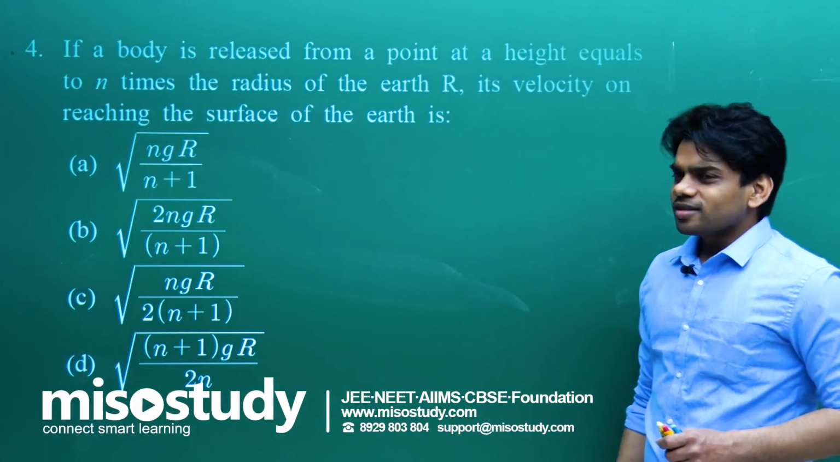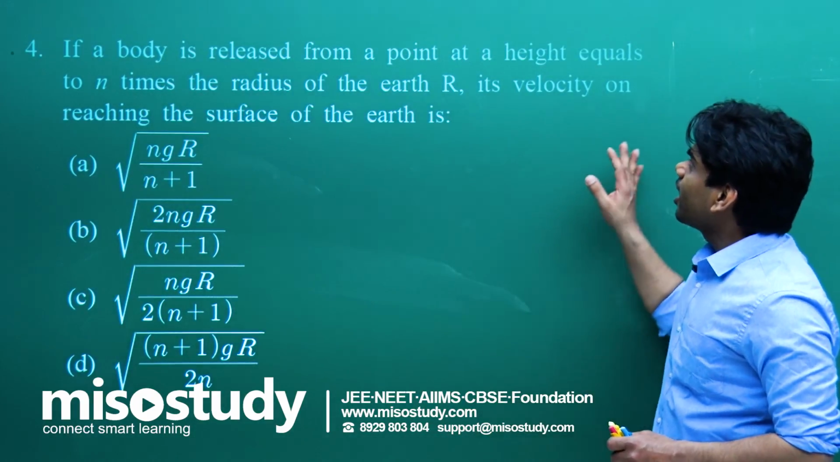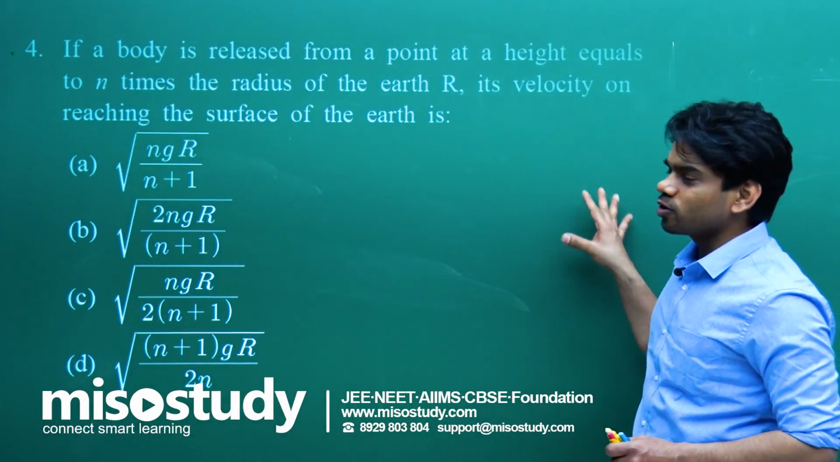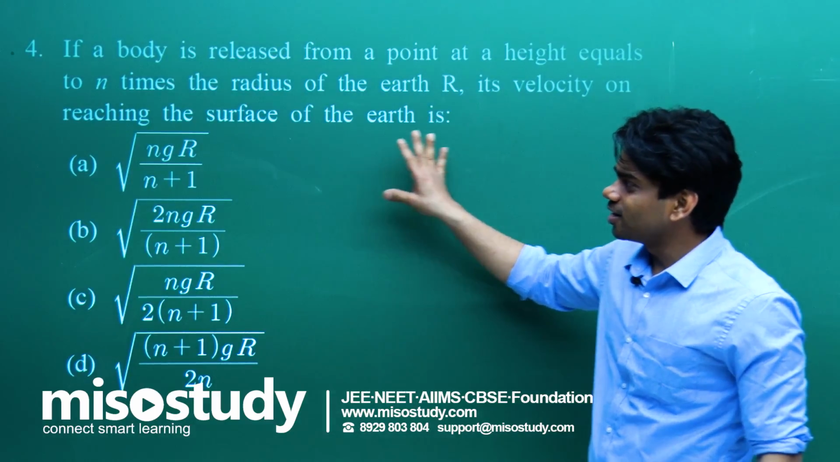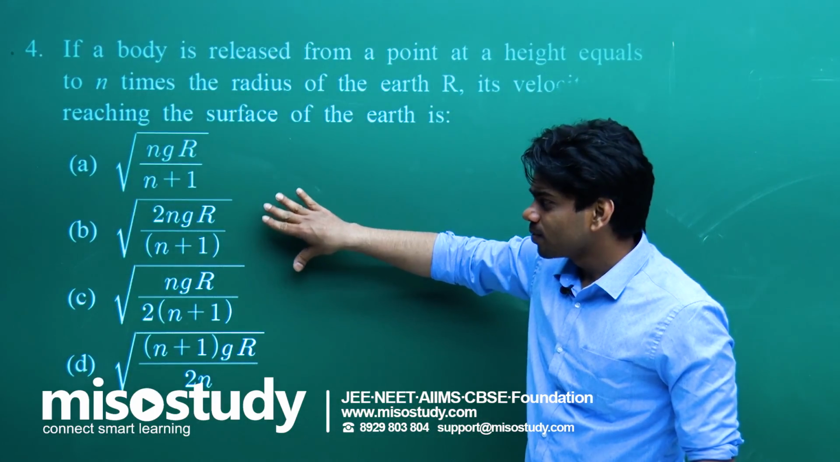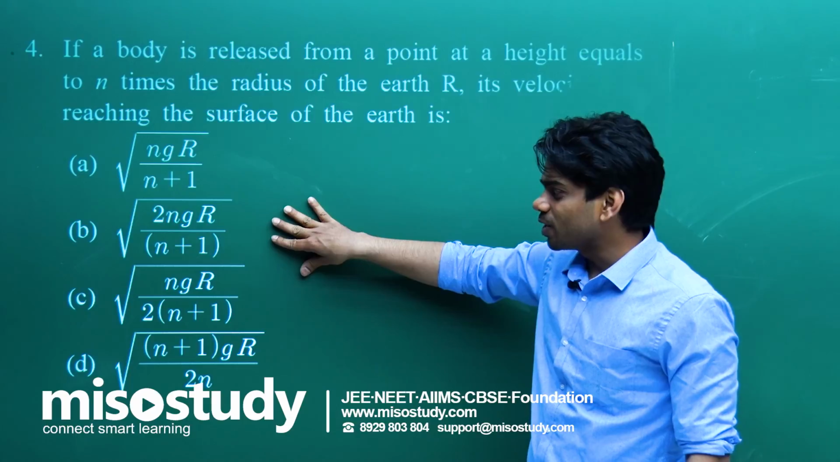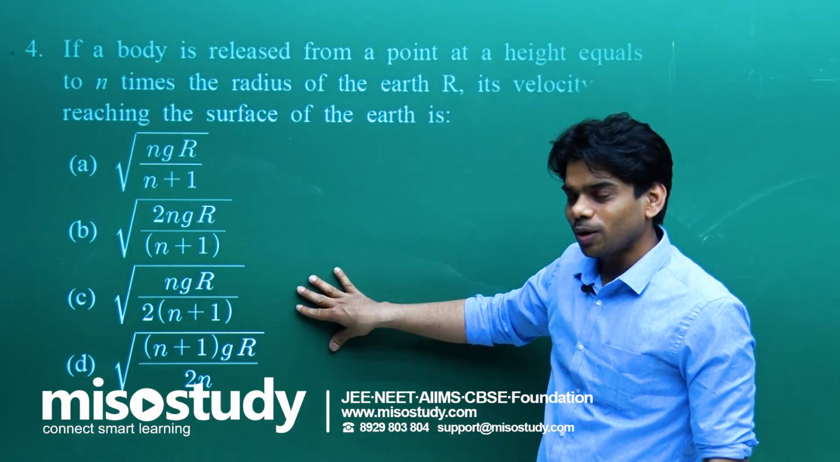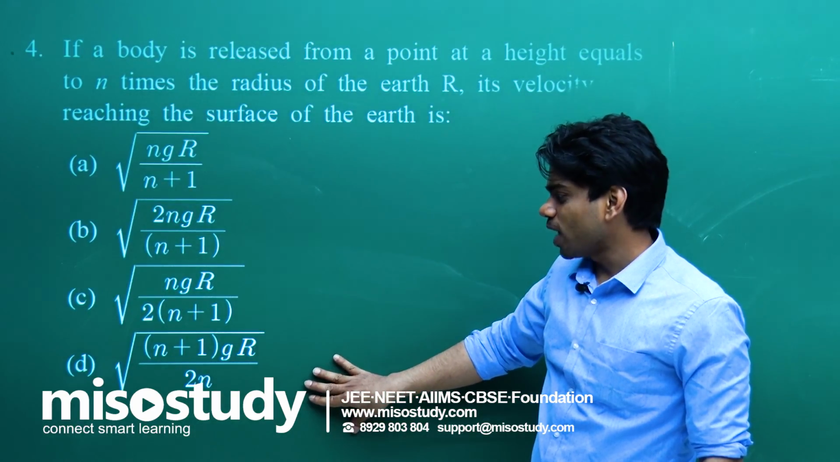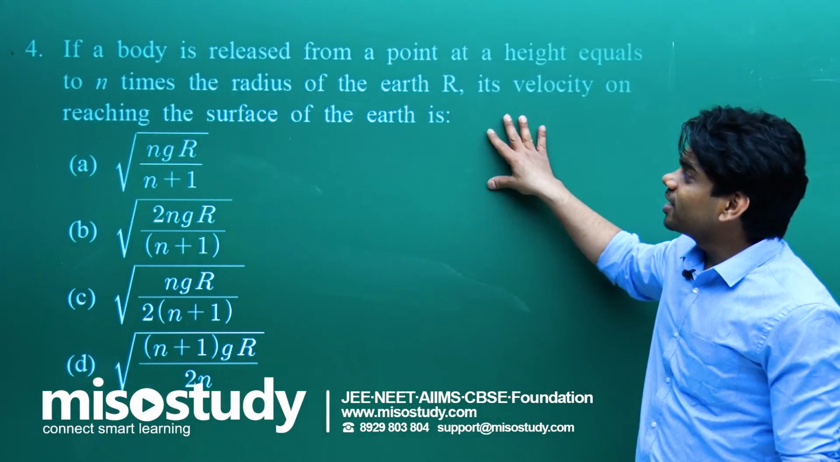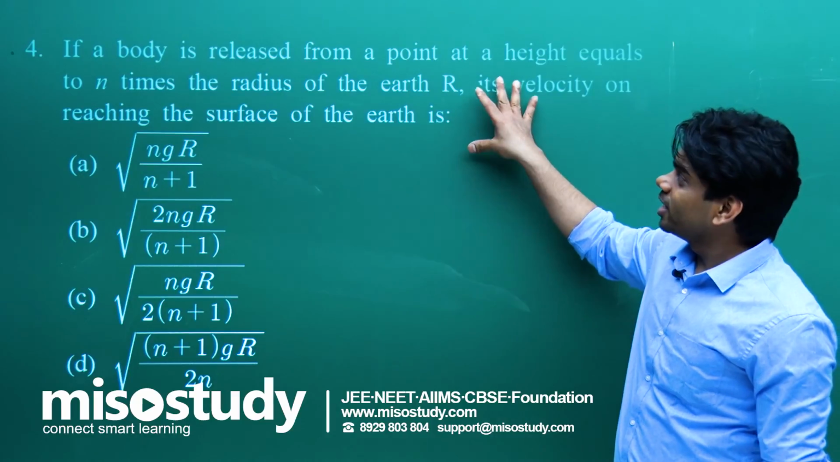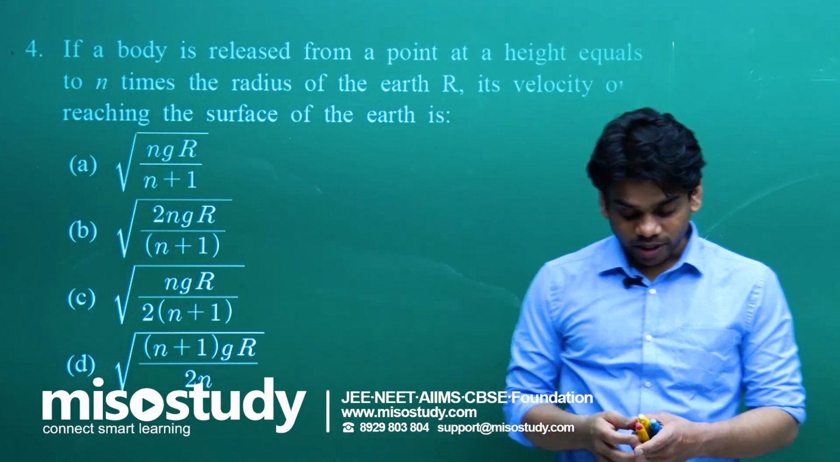Fourth one: if a body is released from a point at a height equal to n times the radius of the earth R, its velocity on reaching the surface of the earth is: A, under root ngR by n plus 1; B, under root 2ngR upon n plus 1; C, under root ngR upon 2n plus 1; D, under root (n plus 1)gR upon 2n. It's released from the top at a height n times the radius of earth.